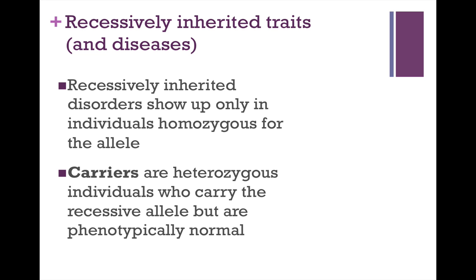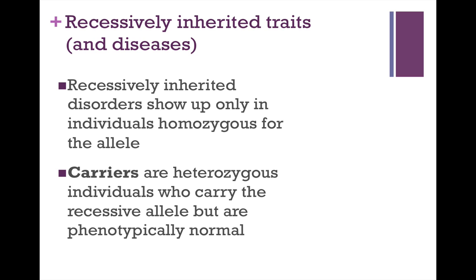Now, recessively inherited disorders show up in individuals homozygous for the allele. Now, we just saw traits and not necessarily alleles show up. But we did see the case of a disease with sickle cell anemia, and that was a recessively inherited disorder. And it took two of the recessive alleles in order to code for the trait. So carriers, then, we mentioned it earlier, are heterozygous individuals who carry the recessive allele but are phenotypically normal.